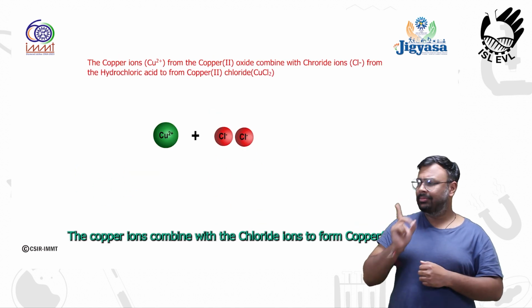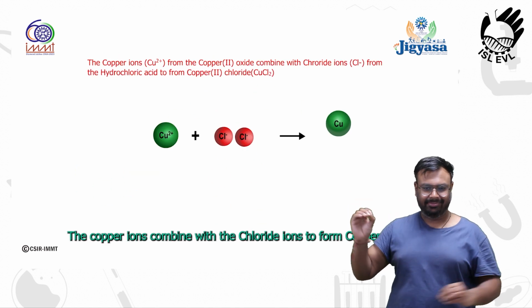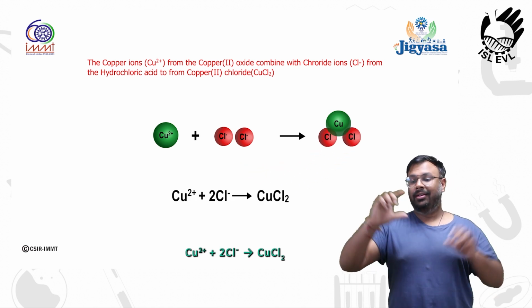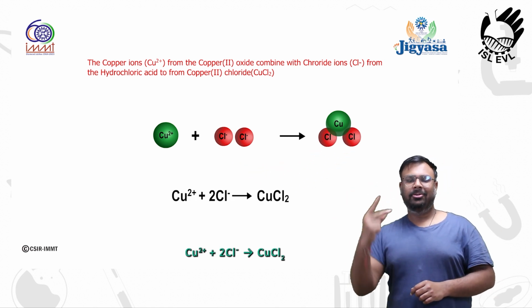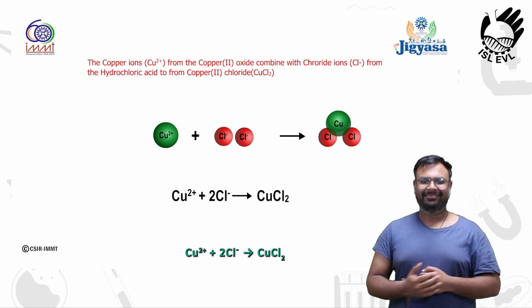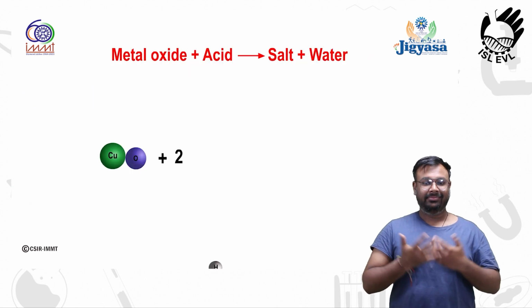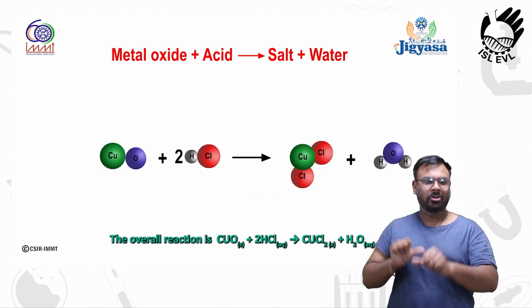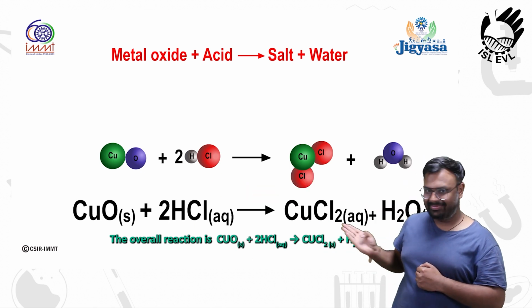The copper ions combine with the chloride ions to form copper chloride. Cu2+ plus 2Cl- gives rise to CuCl2, which is copper chloride, and the overall reaction is CuO plus 2HCl gives rise to CuCl2 plus H2O.